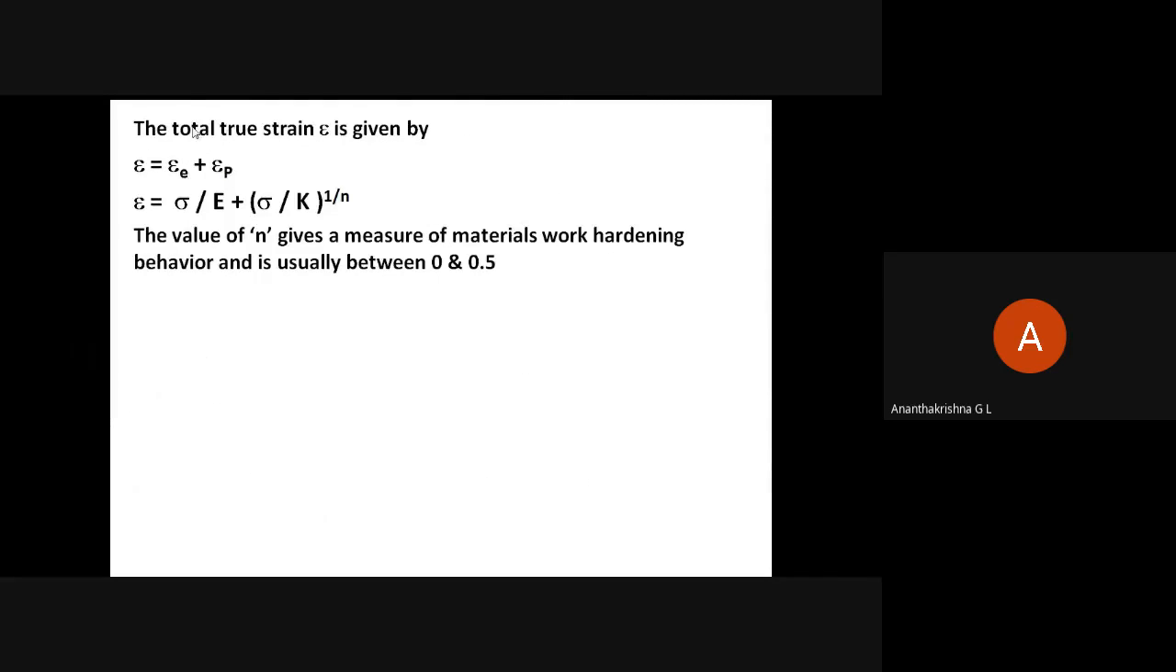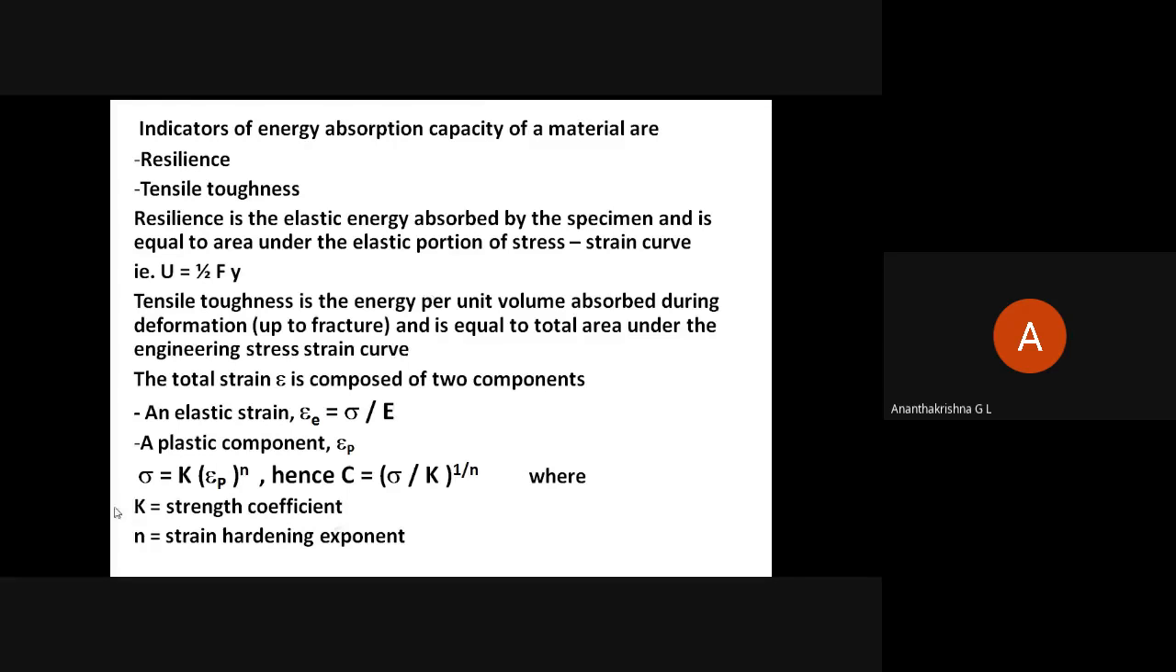So the total strain will be given by the elastic strain component and the plastic strain component. Elastic strain is sigma by Young's modulus, plus the plastic component, sigma by k to the whole power 1 by n. What this n gives us is a measure of the material's work hardening behavior, and it is usually between 0 and 0.5, and k is the strength coefficient.